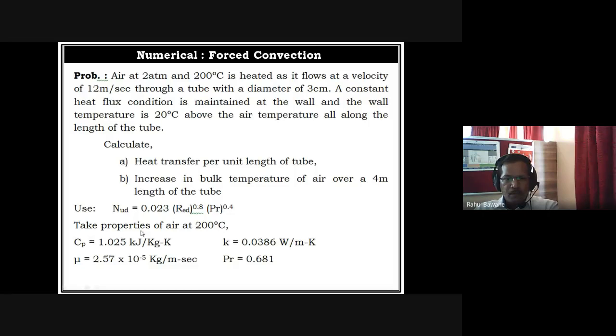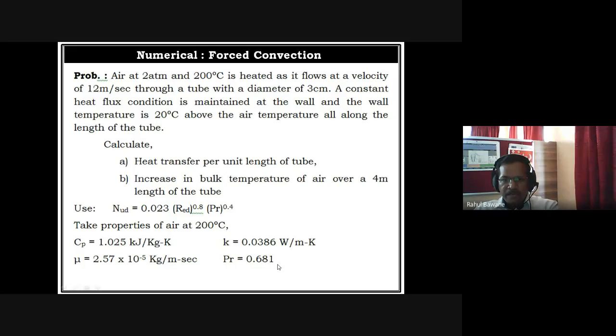Also they have given the properties of air at 200 degrees centigrade. Specific heat 1.025, thermal conductivity 0.0386, dynamic viscosity 2.57 into 10 to the power minus 5, and Prandtl number they have given 0.681.